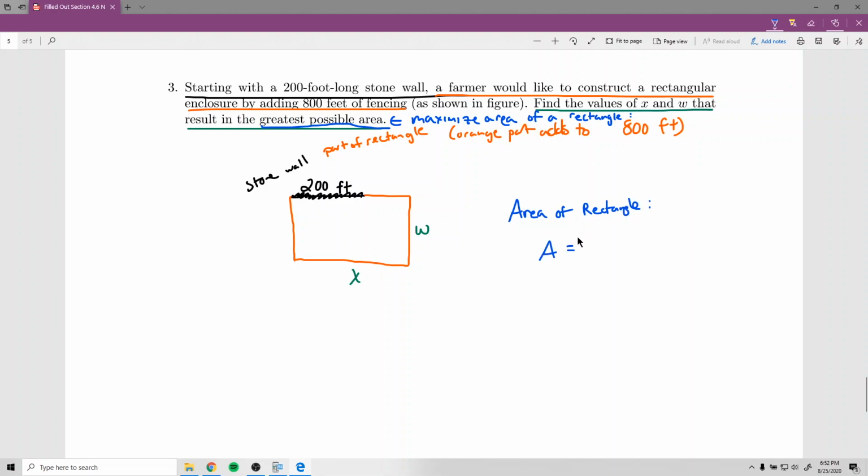I'm just going to use A for the letter. And the area for a rectangle is length times width, but the length and the width are represented by X and W in the problem. Right, so we want to maximize this formula, which means we would want to find the critical values. We want to do the derivative. But what's one problem with this? We don't know how to do the derivative with two different letters.